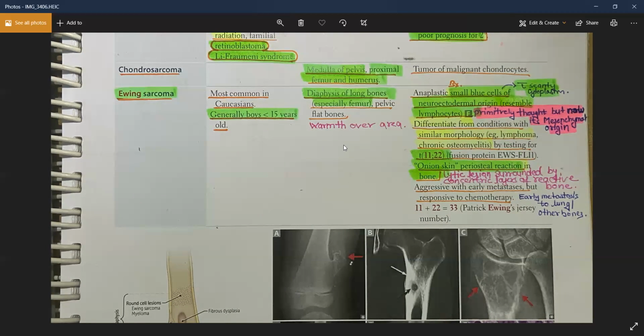So any doubt on the Ewing sarcoma? No, thank you. So I think we have covered every tumor.